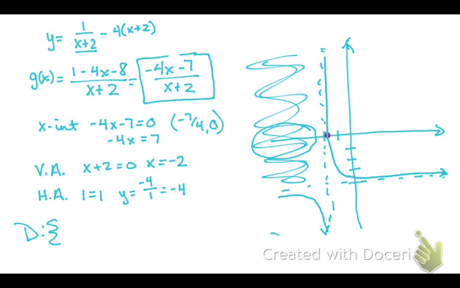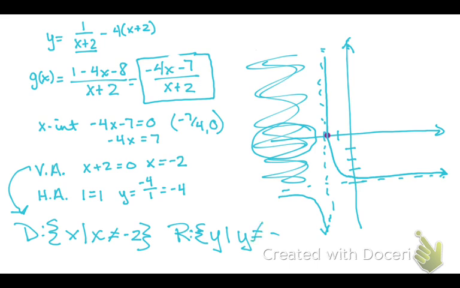So our domain comes from our vertical asymptote, -2. So x such that x cannot equal -2. Range comes from what asymptote? The vertical or horizontal? Horizontal. So y such that y cannot equal -4.